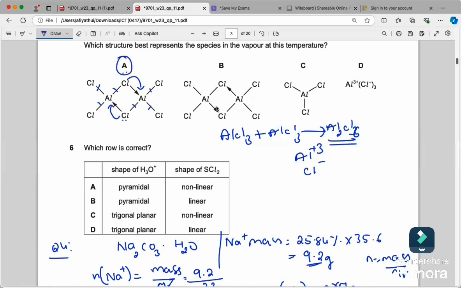Whereas in the B, you can see aluminium to the chlorine is flowing. No, whereas aluminium is completely occupied by the 3 bonds, dative bonds over here. And C and D is completely wrong.